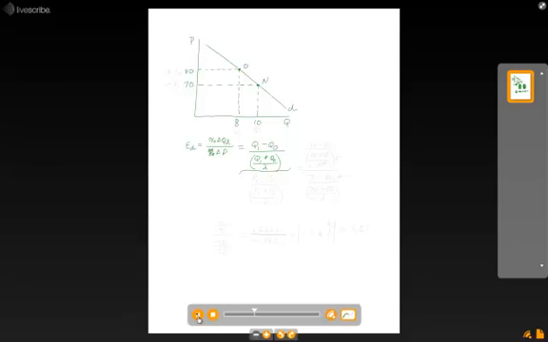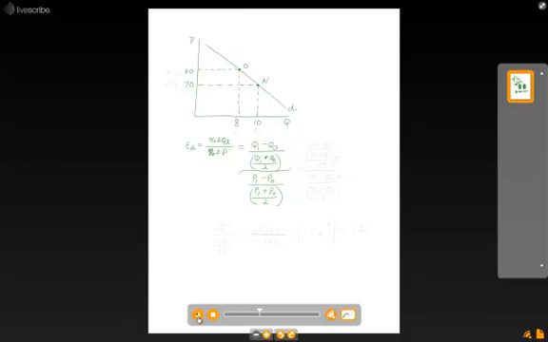Then, to calculate the percentage change in price, we are going to take our price at time period 1 minus our price at time period 0, divided by (P1 plus P naught, divided by 2). And again, the entire denominator is going to be in parentheses.